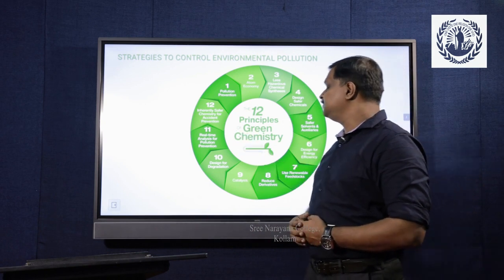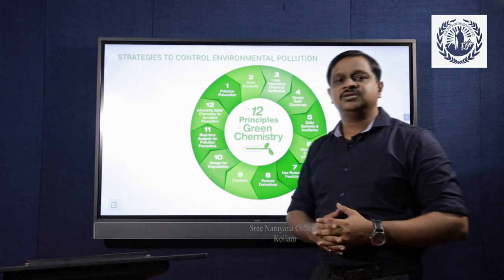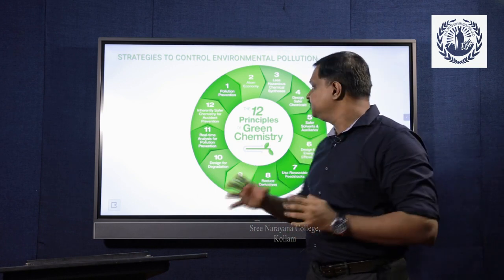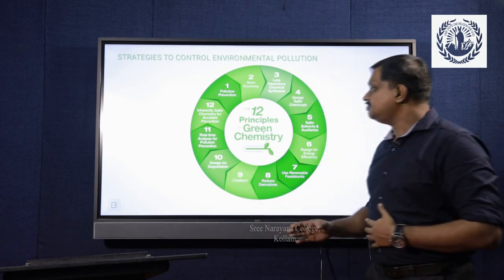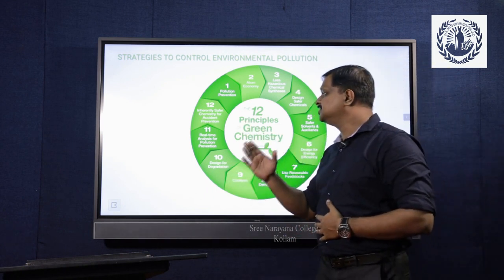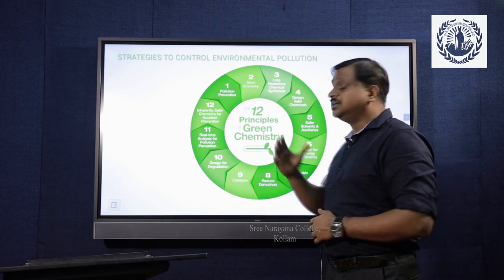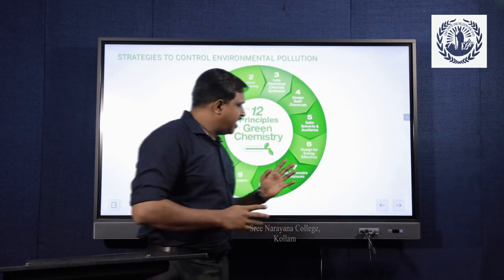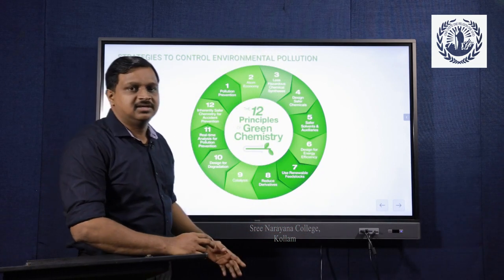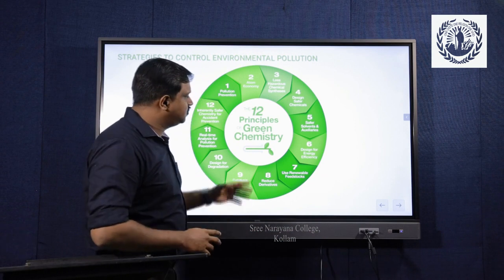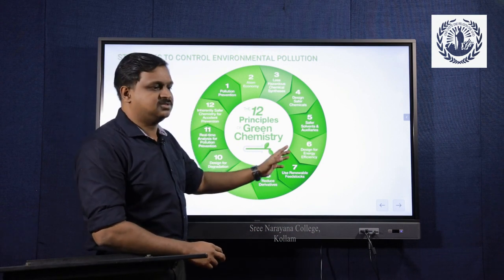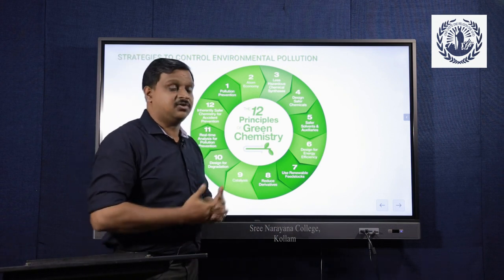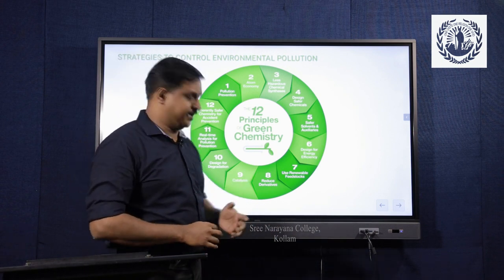The 11th one is real-time analysis. Analysis is very important. We have to have a very strong analysis so that we are able to manage things correctly. And the final one, the 12th, is inherently safer chemistry for accident prevention. That is the 12th pillar of green chemistry, and all these 12 pillars can be explained well, but we have to follow these 12 principles. If we are able to follow them, we are able to save our environment in a much better manner.